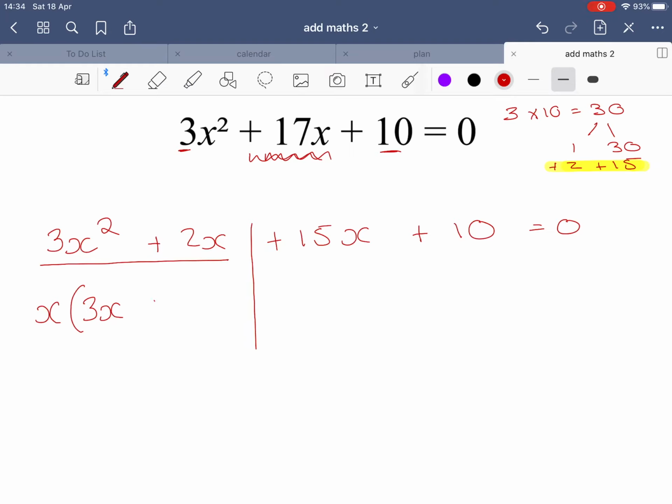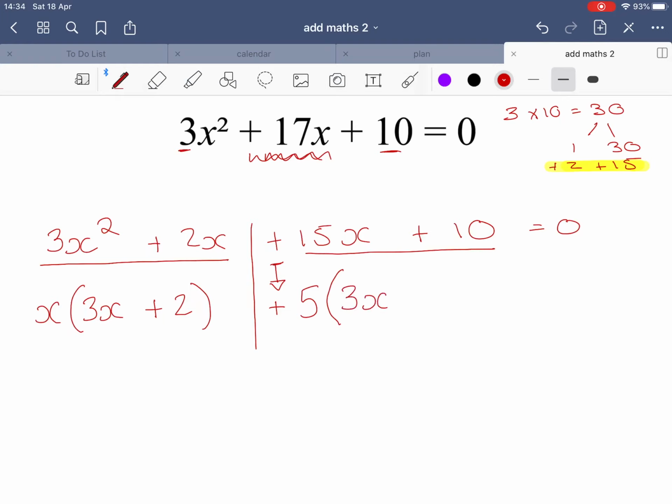It's 3x. X times what is 2x? It's just positive 2. Next step, bring our positives straight down. What goes into 15x and 10? So 5 goes into both of them. No x in the 10, so we can't take out an x.